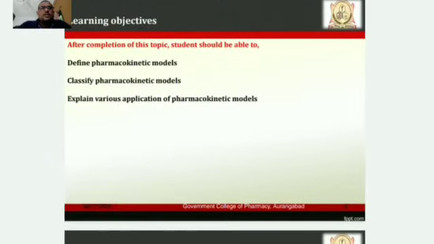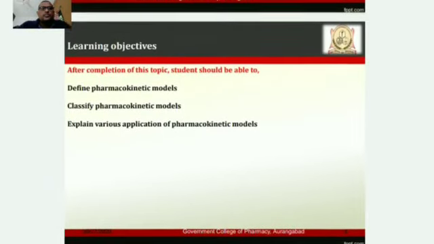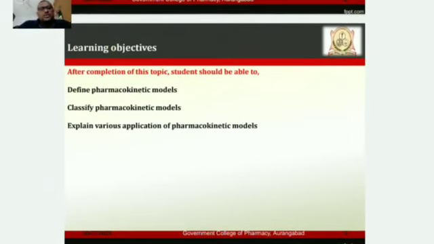Now we'll see what are the learning objectives of this session. After completion of this topic, the student should be able to define pharmacokinetic model, classify the pharmacokinetic models, and explain the various applications of pharmacokinetic model.